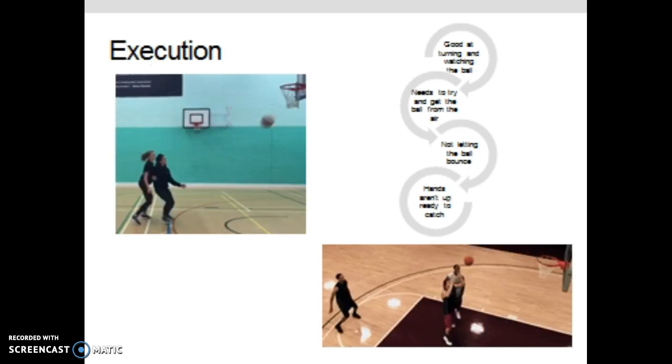When executing the box out and rebound, you can see compared to the perfect model, you watch the ball coming off the basket, you have good contact in front of the offending player, and the things that you could work on would be having your hands out ready to catch the ball and jumping up to the ball, as you can see the perfect model doing.